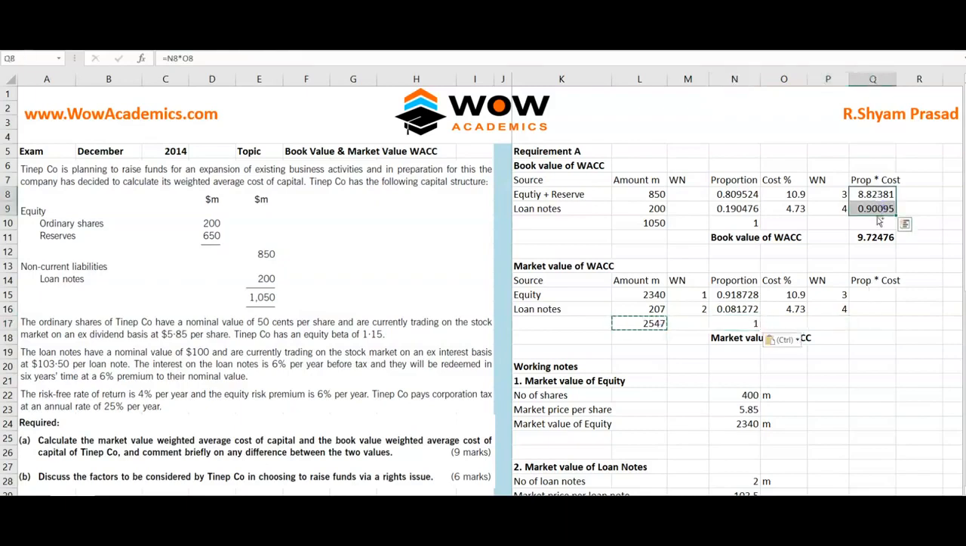So now it's just again this formula. Check it once whether the formula is working properly. Proportion into cost, and proportion into cost, it comes. So now you can take this formula and paste it here. So check whether it's adding correctly. Yes, it adds correctly. So this is the answer.